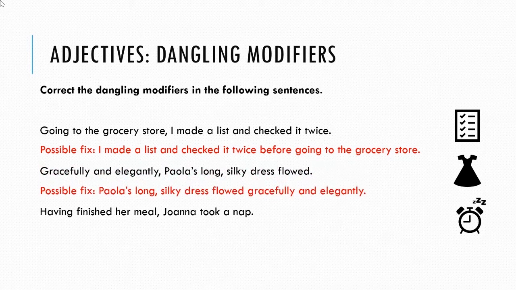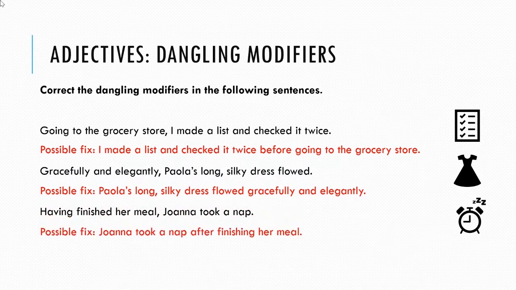Gracefully and elegantly, Paula's long, silky dress flowed. In this sentence, it's unclear whether the adverbs gracefully and elegantly are referring to Paula or her dress. Therefore, one possible fix for this sentence could be, Paula's long, silky dress flowed gracefully and elegantly.